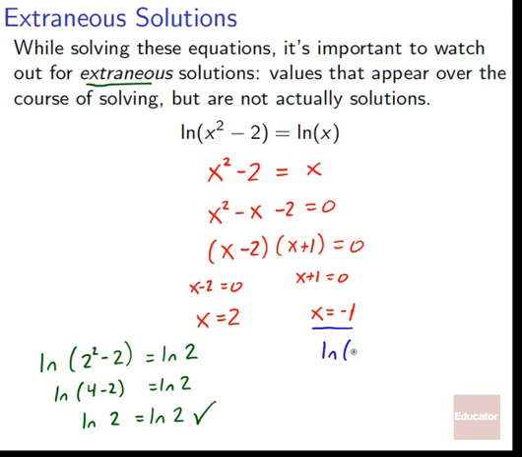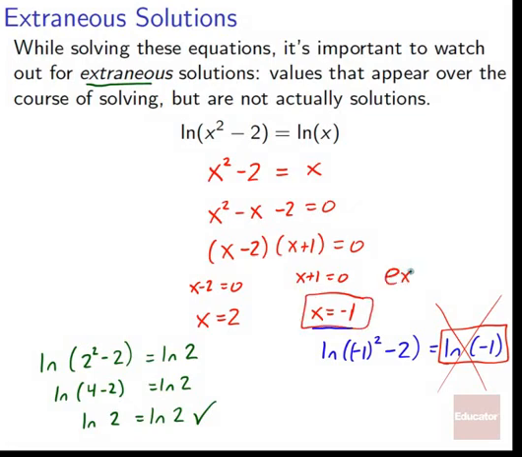So natural log of negative 1 squared minus 2 equals natural log of negative 1. And as soon as we see this right here, we have red flags, right? Because why? What's the problem here? You can never take the logarithm of a negative number. So as soon as we see natural log of a negative number inside, we know this is not possible. We can't take the natural log of negative 1. We can't have logs of negative numbers at any point showing up. So this is an extraneous solution.